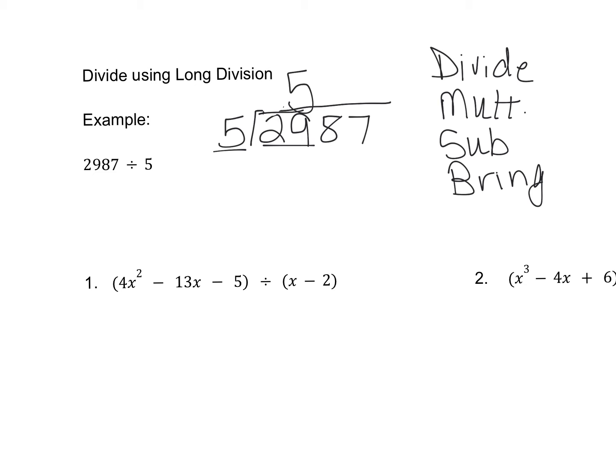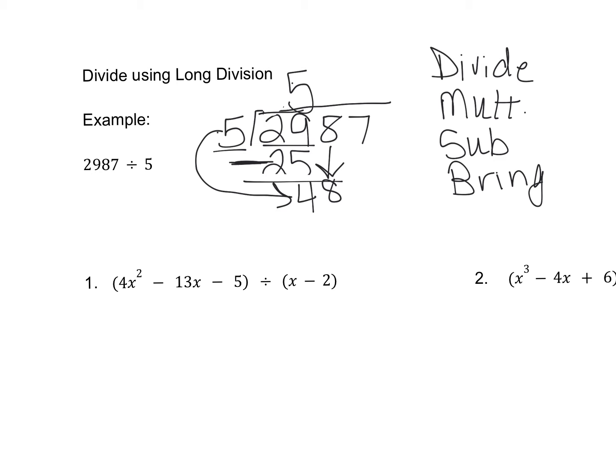Next we are going to multiply. We're going to take 5 times 5 and we get 25. Once we do that, we are going to subtract. So remember this step right here is you subtract, which means you take away from whatever you have there. So 29 minus 25 is 4. Our next step is we bring down the next term. So I'm going to bring down my 8, and then I do it again.